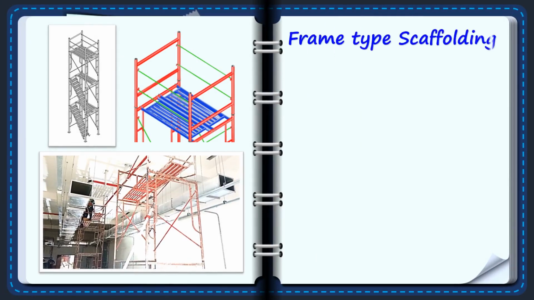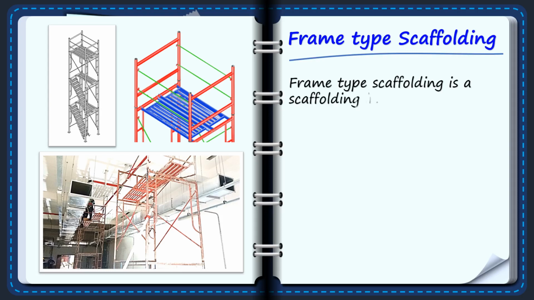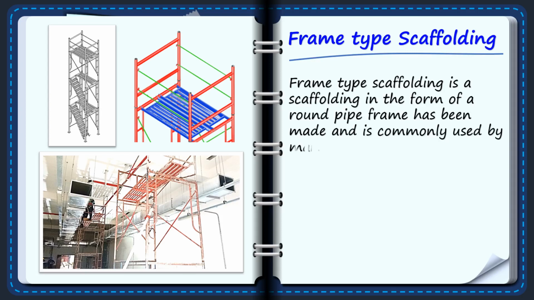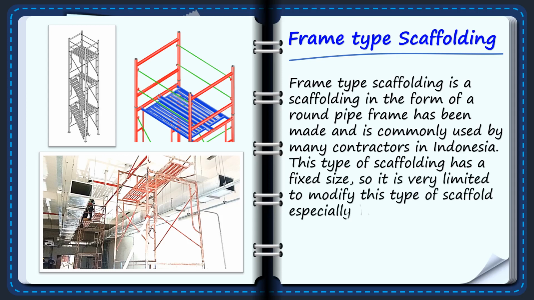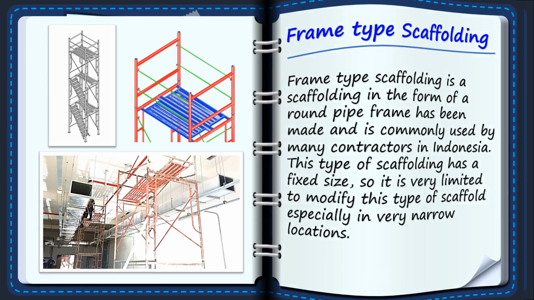Frame type scaffolding. Frame type scaffolding is a scaffolding in the form of a round pipe frame that has been made and is commonly used by many contractors in Indonesia. This type of scaffolding has a fixed size, so it is very limited to modify this type of scaffolding, especially in very narrow locations.